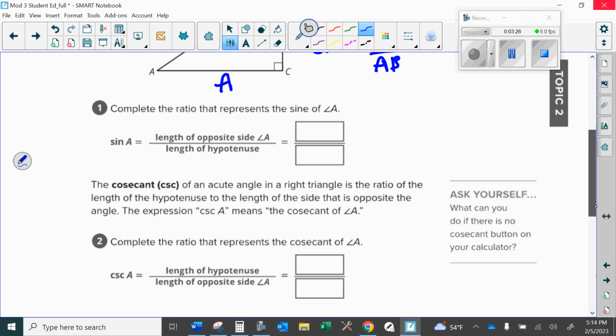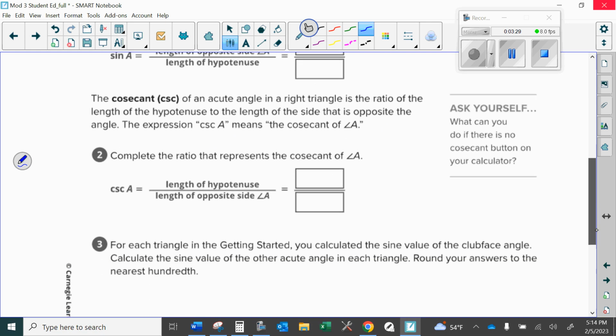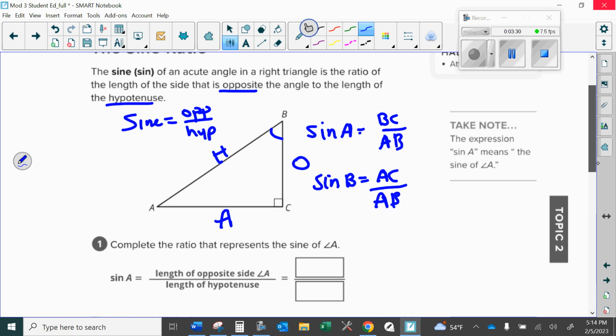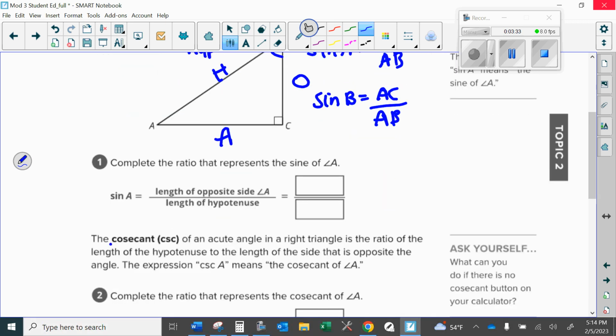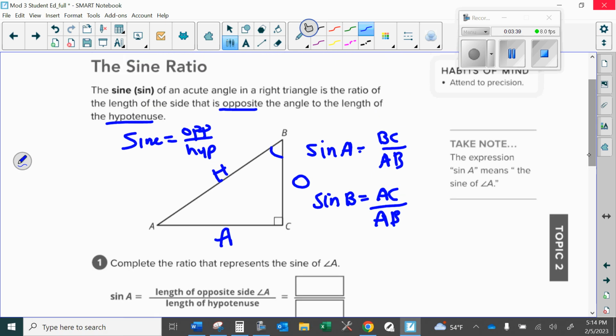So those would be examples of that, and they just had you fill those in. Cosecant is the next one down. Cosecant is the reciprocal of sine. Cosecant equals hypotenuse over opposite, the reciprocal, as I just said. Now, CSC is cosecant. You don't say CSC, you say cosecant.